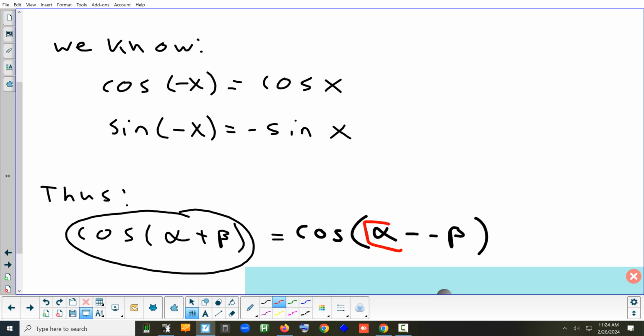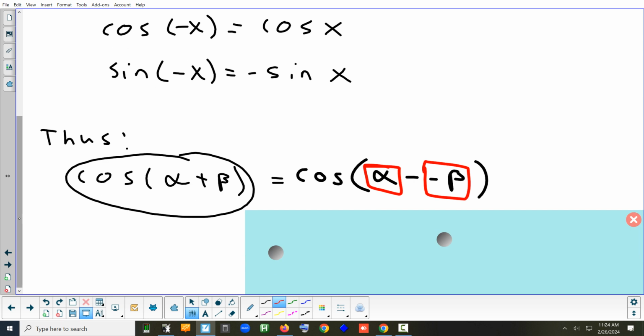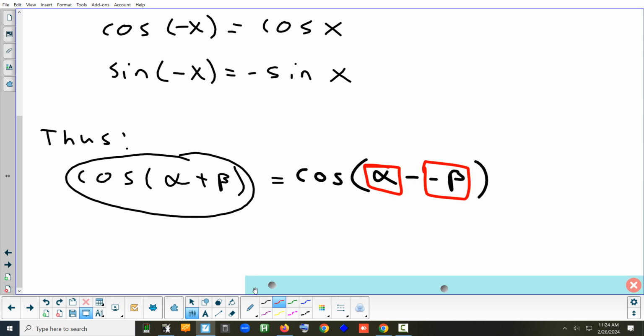So think of that as the first thing you're going to plug in. And think of that as the second. Is there any question why alpha minus negative beta is the same as alpha plus beta? Let's plug all of that into the formula we already know and see what happens. Okay, can somebody tell me how to plug that into the cosine difference formula? Tell me everything you're going to write out.